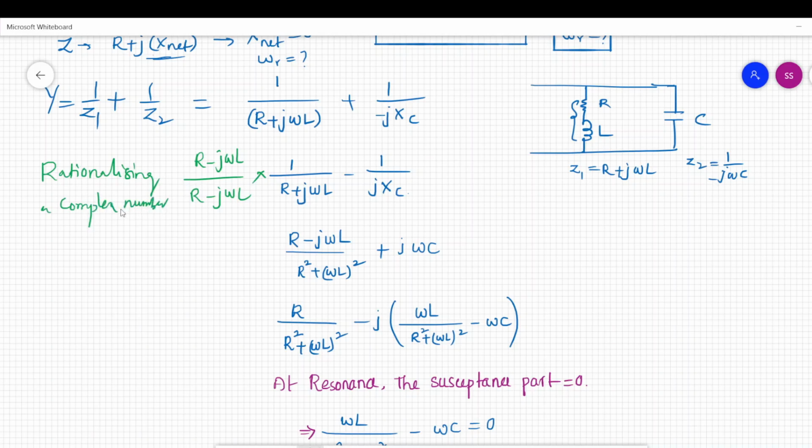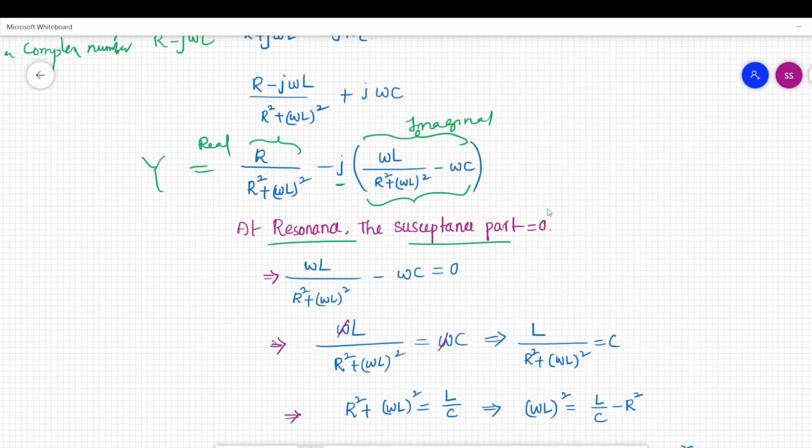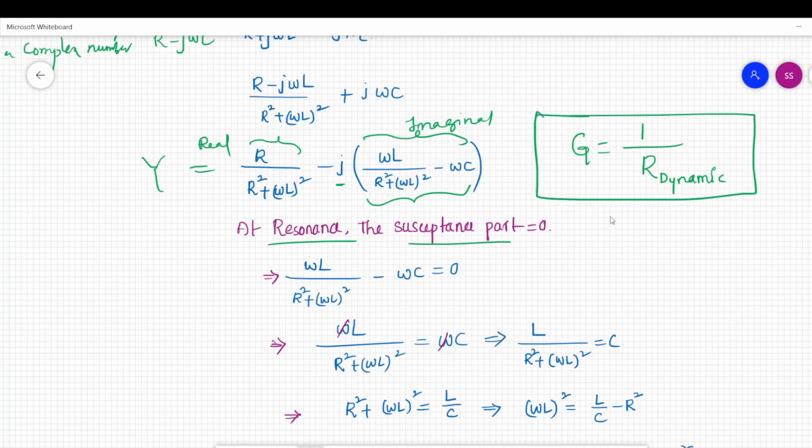Okay, I have rationalized it and the expression obtained here is (R minus j omega L) by (R square plus omega L whole square) plus j omega C. So we have a j coefficient and a real part. This is the real part, this is the imaginary part. This imaginary part in admittance is called our susceptance, right? At resonance the susceptance should be 0, so I'm going to make it 0. The real part G is 1 by R dynamic. This is called dynamic resistance, which is asked in the question.